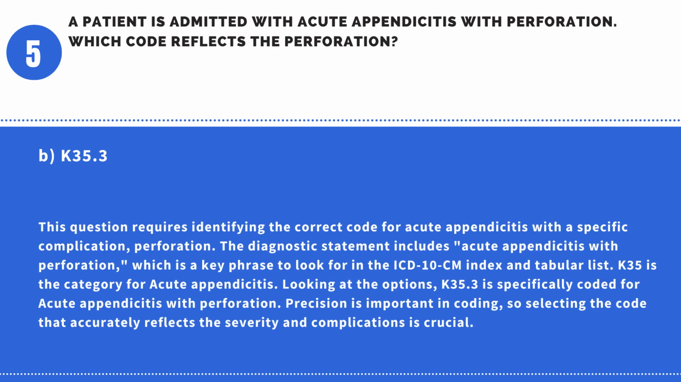Answer: B. K35.3. This question requires identifying the correct code for acute appendicitis with a specific complication, perforation. The diagnostic statement includes acute appendicitis with perforation, which is a key phrase to look for in the ICD-10-CM index and tabular list. K35 is the category for acute appendicitis. Looking at the options, K35.3 is specifically coded for acute appendicitis with perforation. Precision is important in coding, so selecting the code that accurately reflects the severity and complications is crucial.